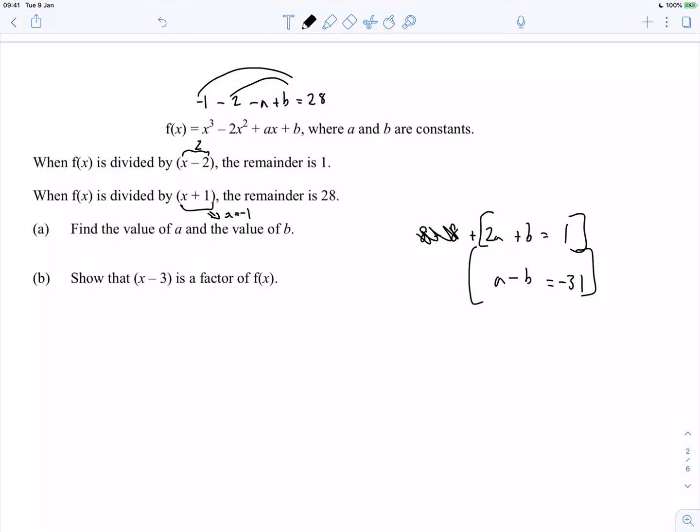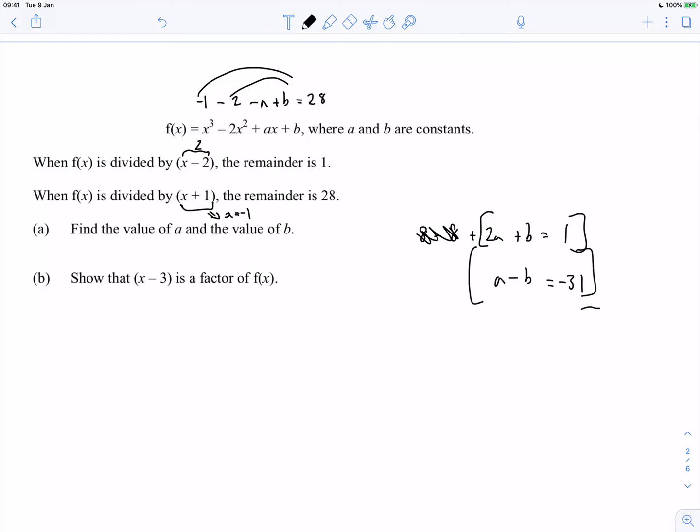Have I done this right? Let's double check. Minus 1 cubed is definitely minus 1. Minus 1 squared is positive 1, times 1 minus 2 is minus 2. A times minus 1 is minus a. B is that. Remainder is 28. Yeah, seems legit. 28 add 2 is 30. Add 1 is 31. Okay, yeah, fine. No, just double checking.